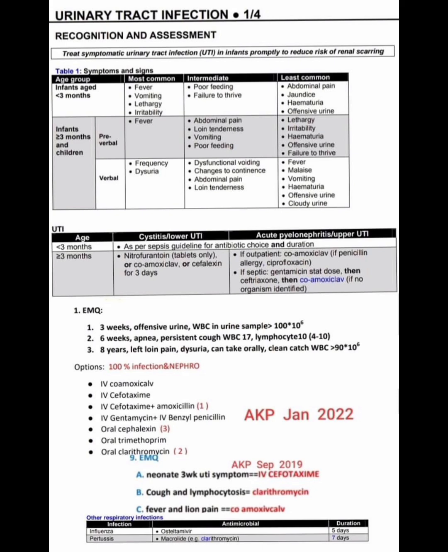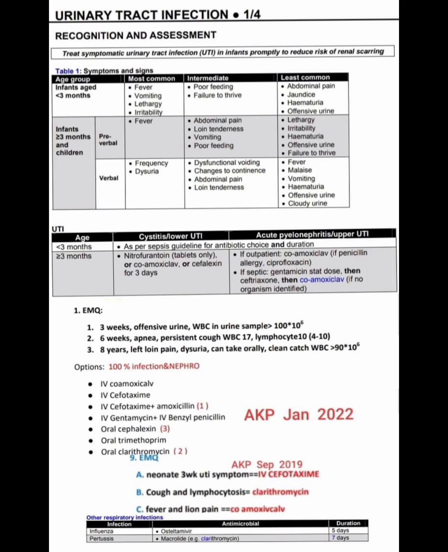Some questions come in the AKP exam, EMQ questions. First question: 3 weeks, offensive urine, WBC in urine sample more than 100 per 10^6. So what is the treatment? Look at the age, that is 3 weeks. We know that below 3 months, as per the sepsis guideline, we give IV antibiotic, we do sensitivity, and also lumbar puncture if needed. So here, 3 weeks with UTI symptoms, we give the treatment IV cefotaxime and amoxicillin.